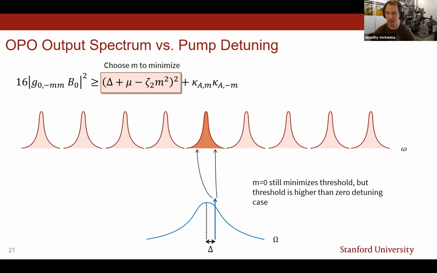Then if we keep tuning past, it's still going to be degenerate because the M equals 0 still minimizes this quantity. So this will preferentially oscillate, but the threshold is going to be higher because, one, the boxed term is going to be larger, but also this B0 population, I haven't really talked about this, but this B0 squared is the number of intracavity pump photons. And as you tune your laser away from the resonance, you'll be injecting fewer photons into the cavity. So the threshold is just going to be higher.